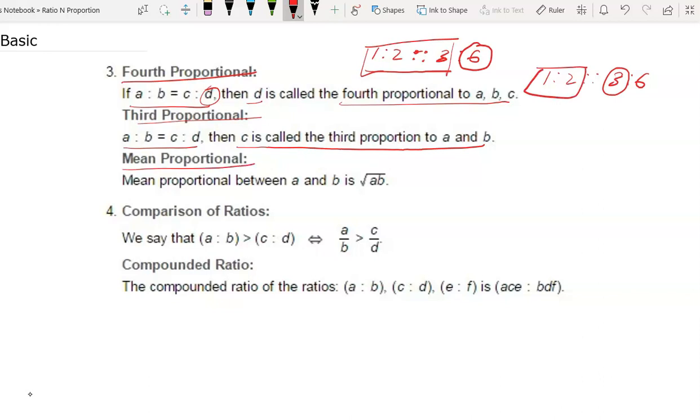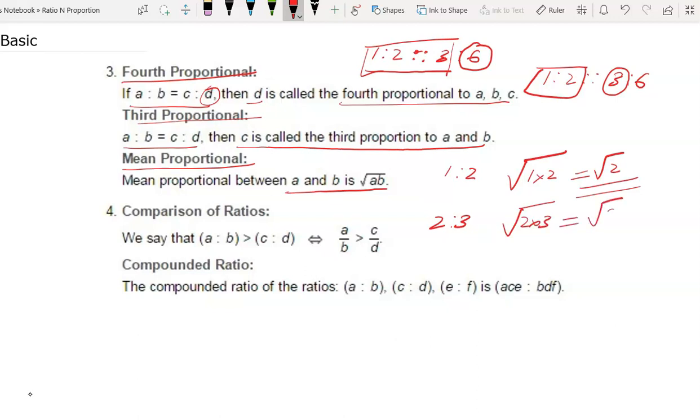Mean proportional. Mean proportional between A and B is root AB. So if we have 1 is to 2, then our mean proportional will be root 1 into 2, which is root 2. So this is the mean proportional. Or let's say we have 2 is to 3, then the mean proportional will be root 2 into 3, which is root 6.